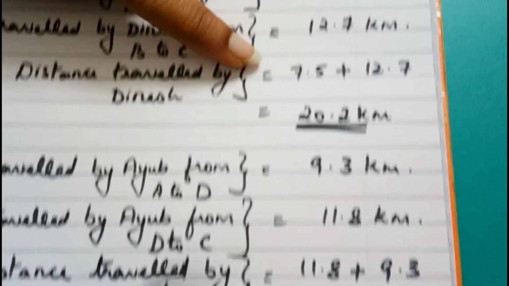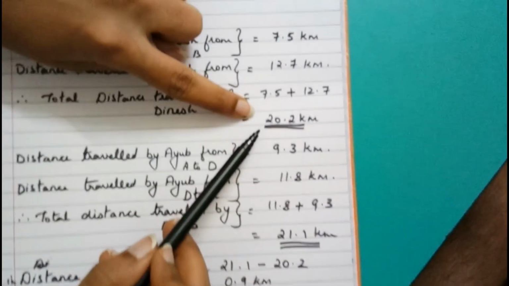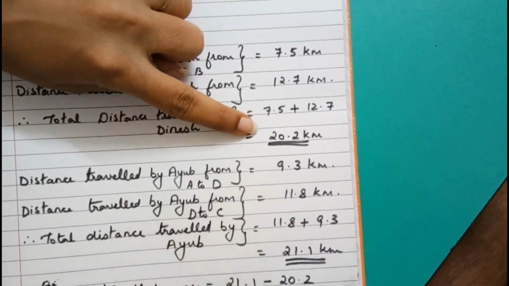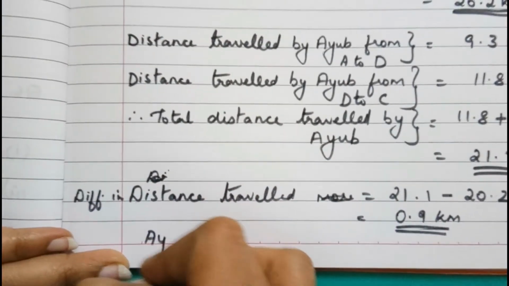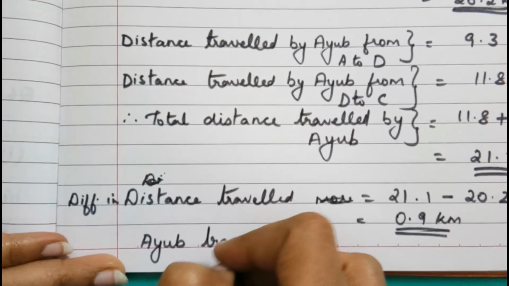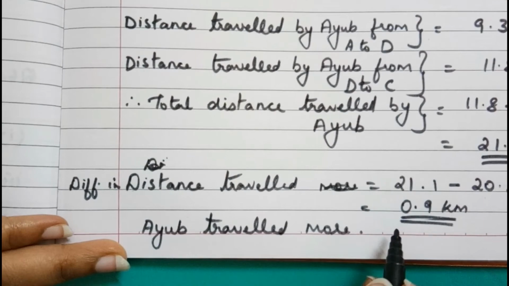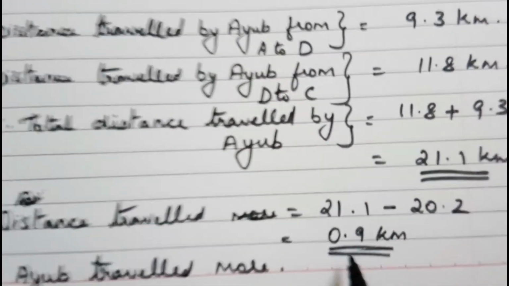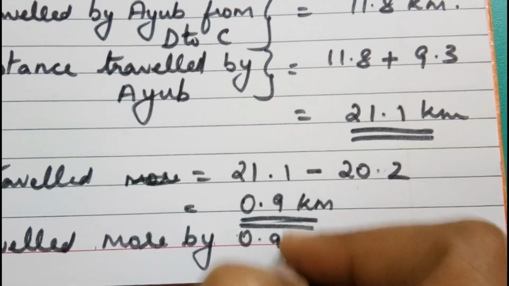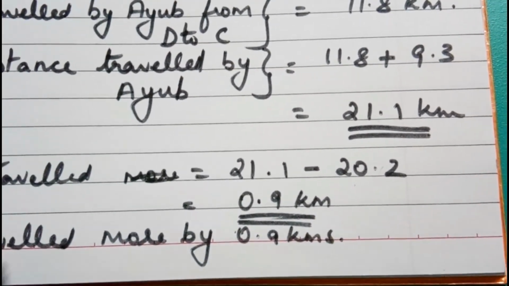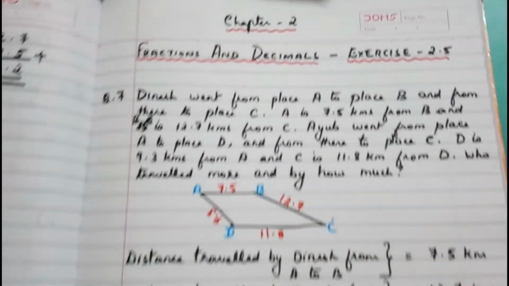And who traveled more? It is clearly shown that the distance traveled by Ayub is 21.1, whereas the distance traveled by Dinesh is only 20.2. So the answer here is Ayub traveled more. And by how much? 0.9 kilometers. More by, you can say, 0.9 kilometers. So this is the answer. I hope it is clearly understood by everyone.